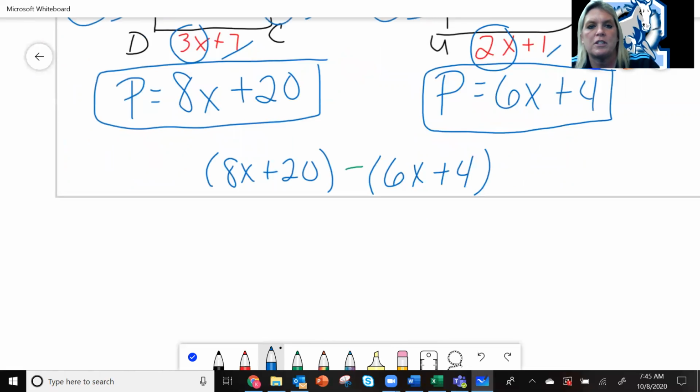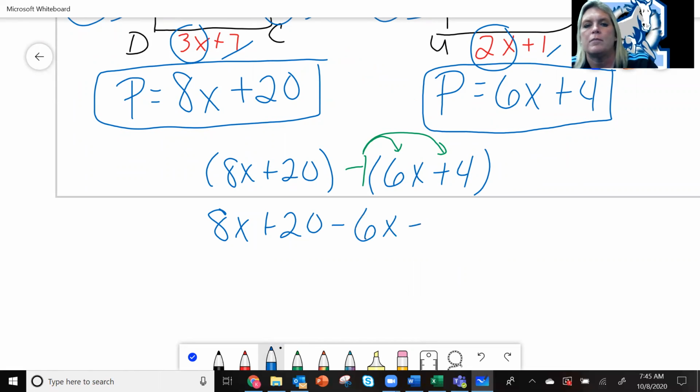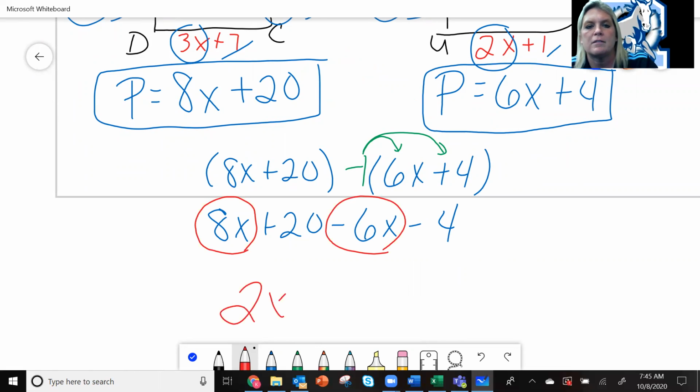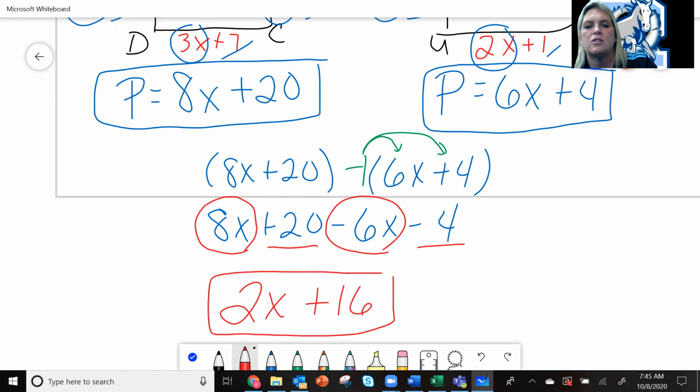So the first part just comes down and it becomes 8x plus 20. Then I have this -1. I multiply each thing by -1. So I get minus 6x and -4. Now we need to simplify. Put your x's together. 8x minus 6x gives me 2x. Then I get 20 minus 4, which is 16. This is your answer.